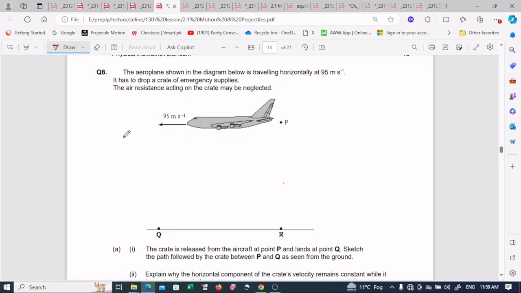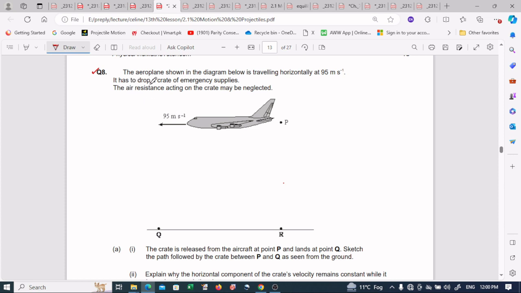Hello dear students, in this video I'm going to solve another question that is related to projectile motion. So this is question number 8. An aeroplane shown in the diagram below is traveling at a horizontal speed of 95 meters per second. So here is an aeroplane that is traveling, its speed is given, that is equal to 95 meters per second.